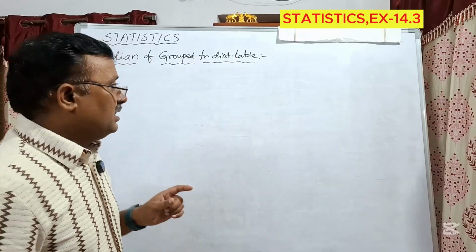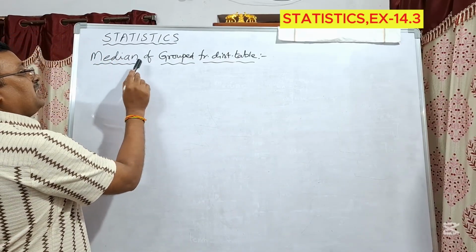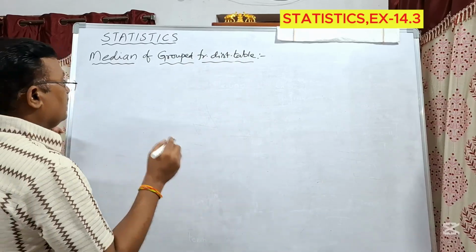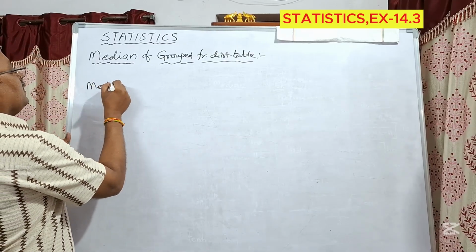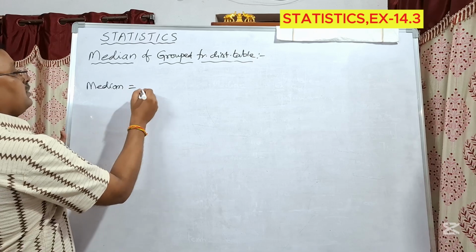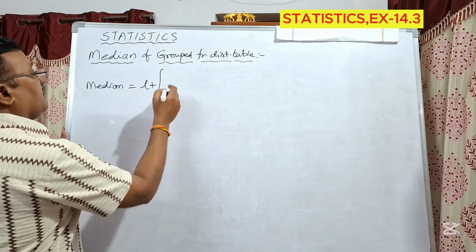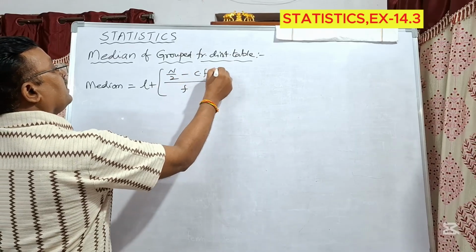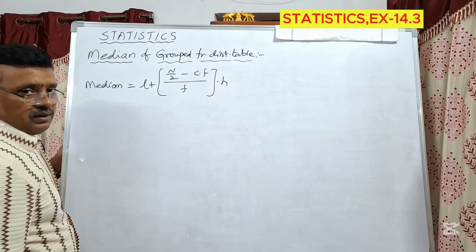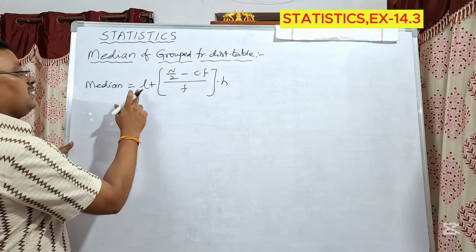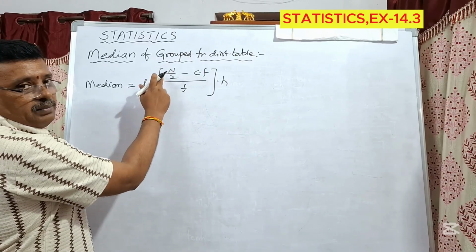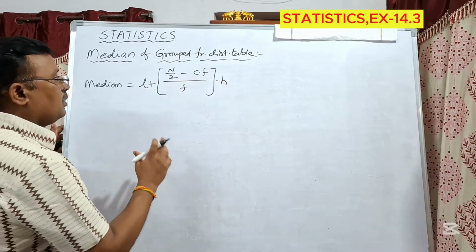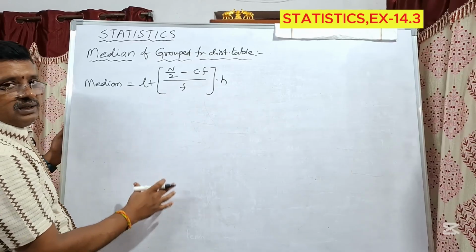Now observe the process of finding the median of a grouped frequency distribution table. There will be a formula. The formula is median is equal to L plus, in the bracket, n by 2 minus Cf by F, into H. This is the formula. Once again, median equal to L plus bracket of n by 2 minus Cf by F into H. Then what are these values? That explanation is important for 2 marks.